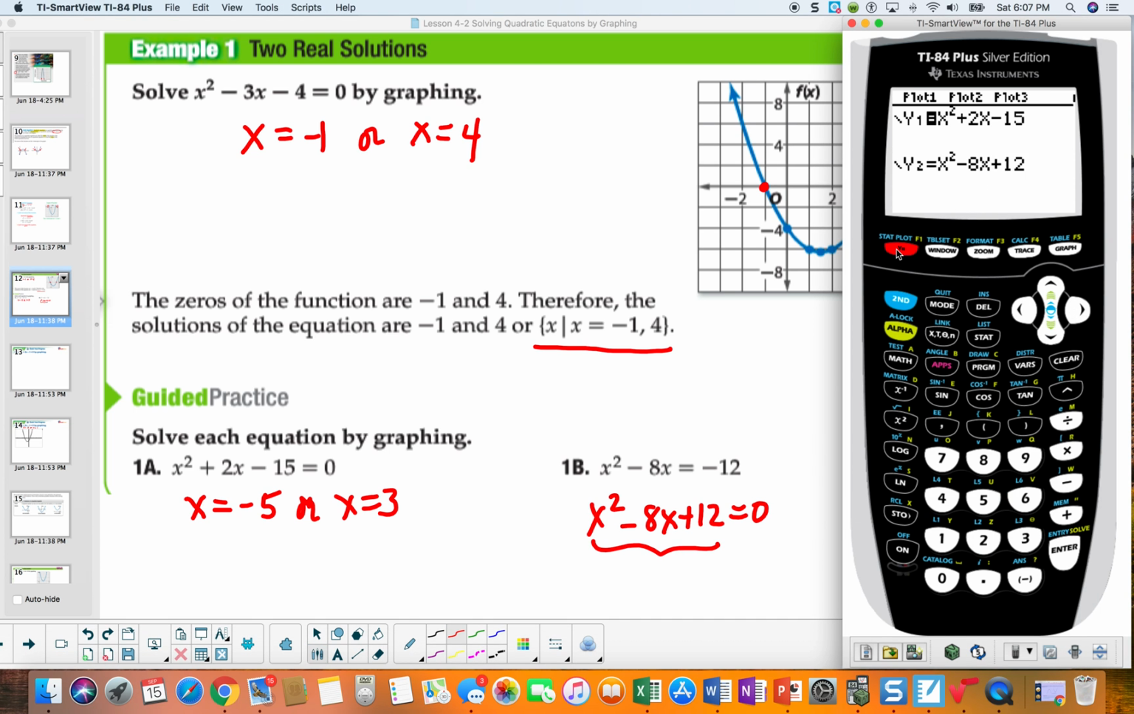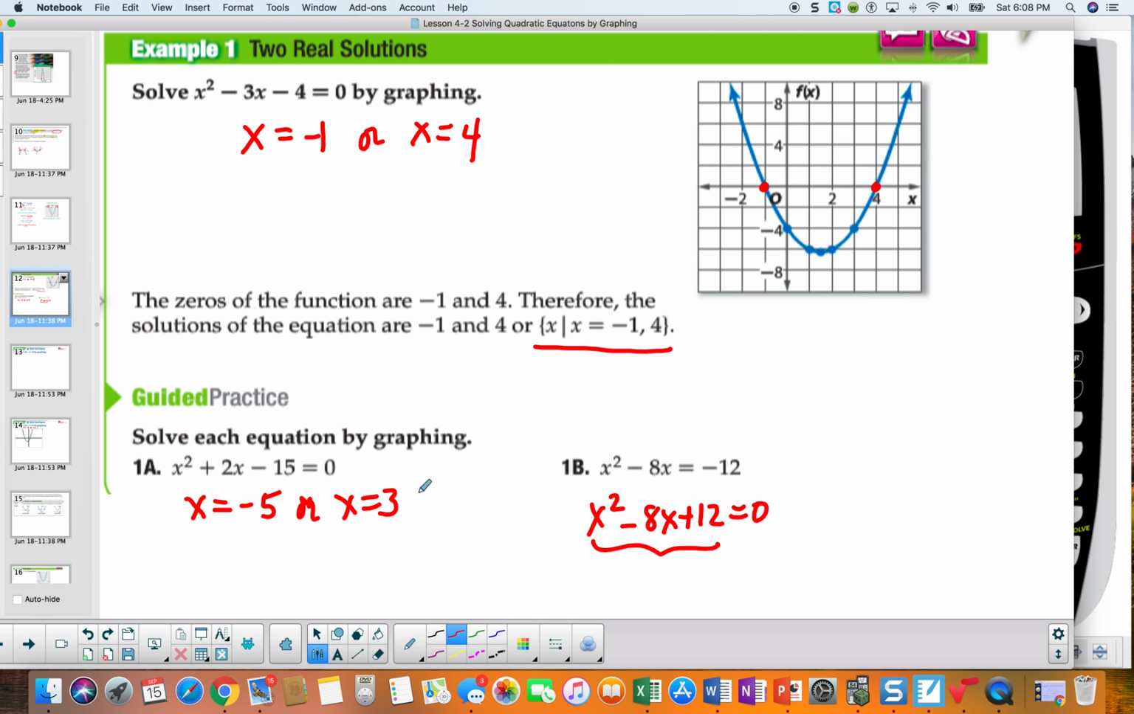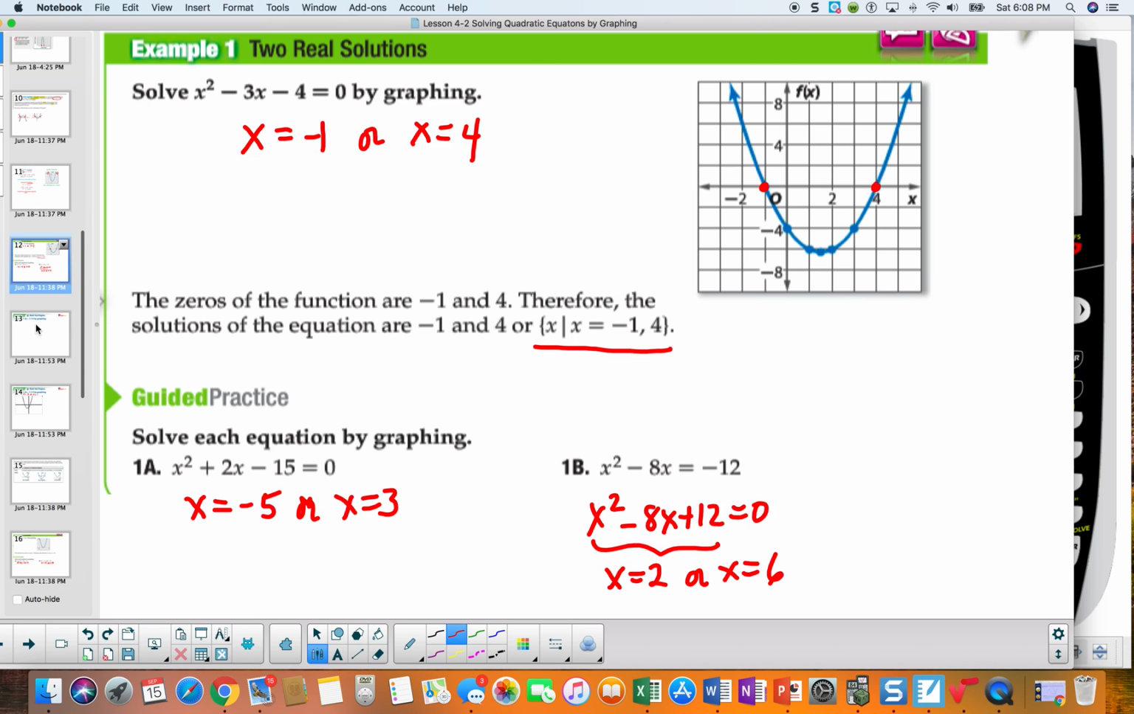I'm going to go to y equals, I'm going to turn the first one off. I'm going to go down, and that's what I have over here. I'm going to enter it, so I turn it on, and I'm going to graph. It looks like the values are x equal to 2, 3, 4, 5, and 6. So x is equal to 2 is a root, or x is equal to 6. So these are roots or solutions of the equation.